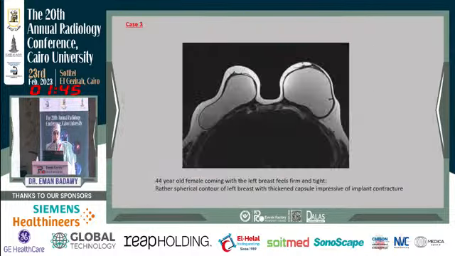and by ultrasound a complicated infected cyst was noted. Another case is a 44-year-old female patient who feels that the left breast implant currently feels firm and tight. Here we can see that the breast implant contour is currently spherical and has a thickened capsule. So together with the patient complaint, we suspect left implant contracture.